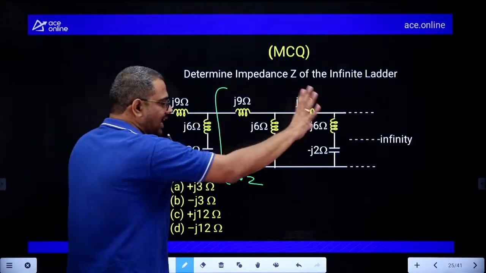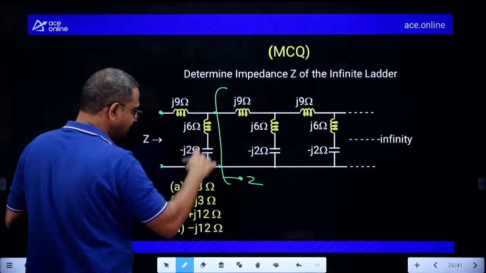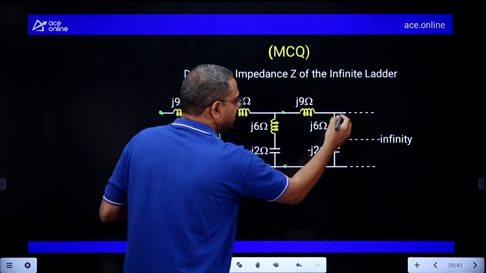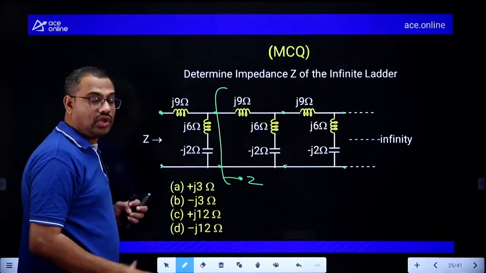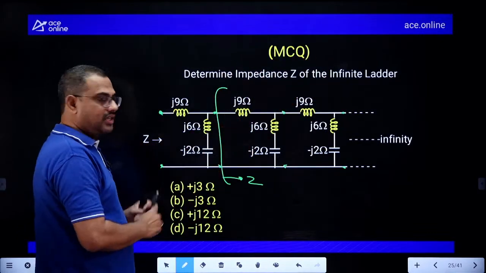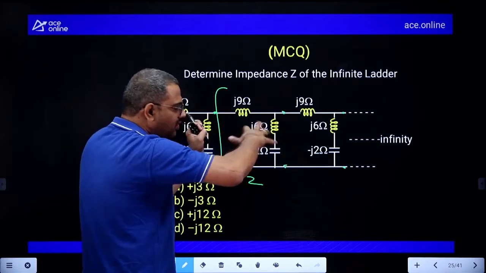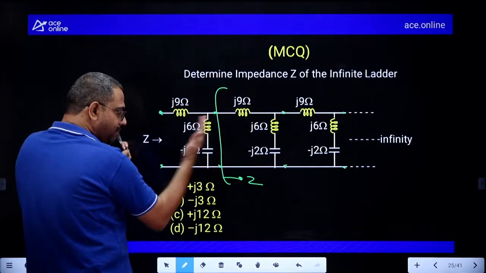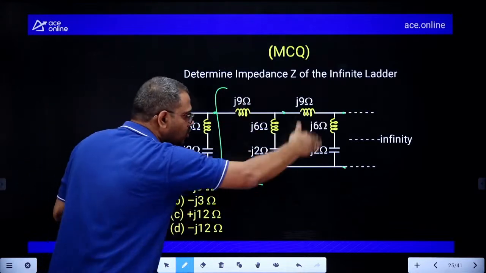So if this is an infinite ladder, you know this pattern is repeating. This is the periodic pattern. This segment repeats. So this L section keeps repeating. Now what I can do, if this is the infinite ladder whose Z I want, even if I remove one periodic segment, this is also Z only. Because infinity minus 1 is infinity. Like if this is Z, remove this segment, this also will be Z.